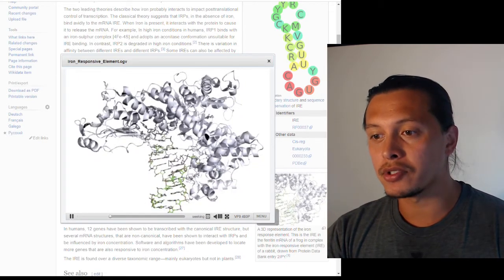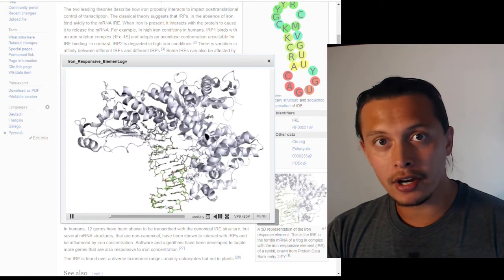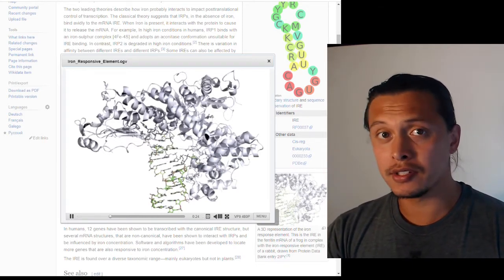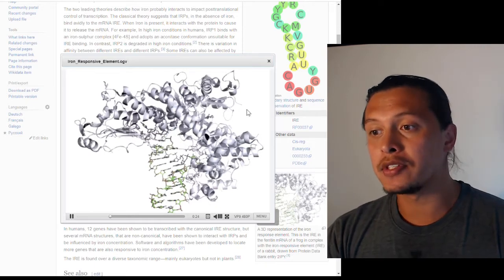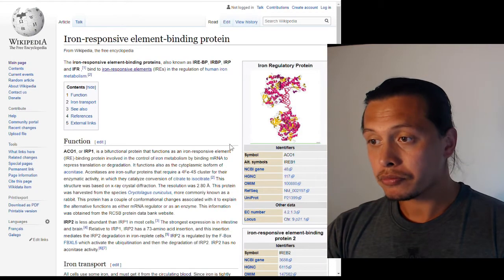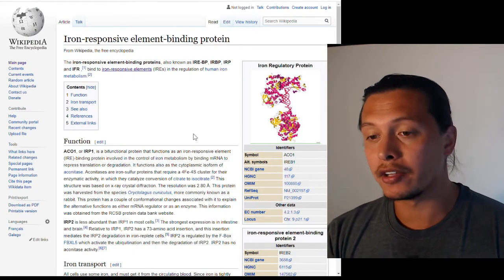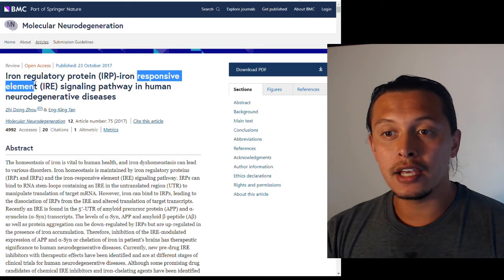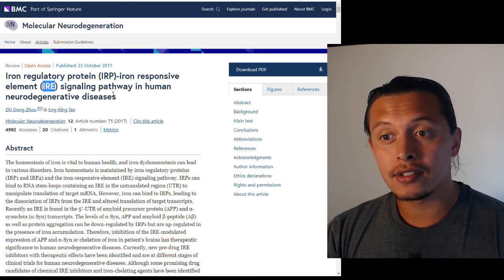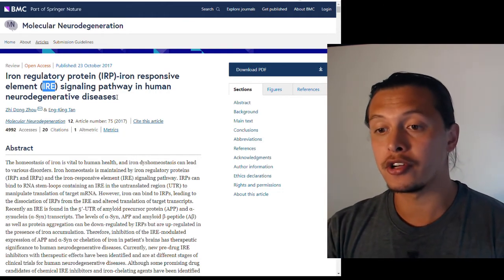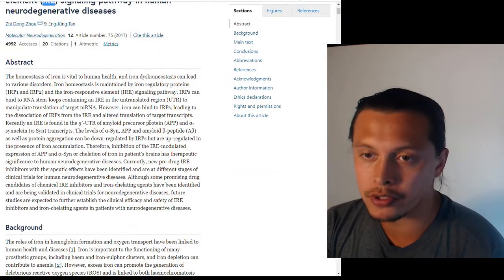So this is an example. So here we have the mRNA that is in this secondary structure. This is the iron response element, and this is the iron response element protein. Okay, so, the iron regulatory protein. So these iron regulatory proteins and the response elements, the IREs, this signaling pathway in humans play a role in neurodegenerative diseases. So, without further ado, let's begin.